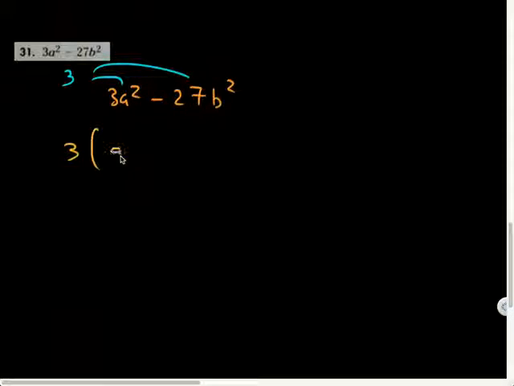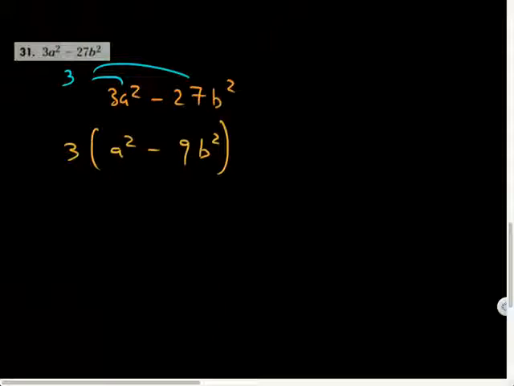Let's see, last problem here. I've got 3a squared minus 27b squared. First thing we do, let's try to GCF. I think we can. Steal a 3 from all of those. Yoink, yoink. And I'll have a squared minus 9b squared. That was a little lag there. Now, question this inside.